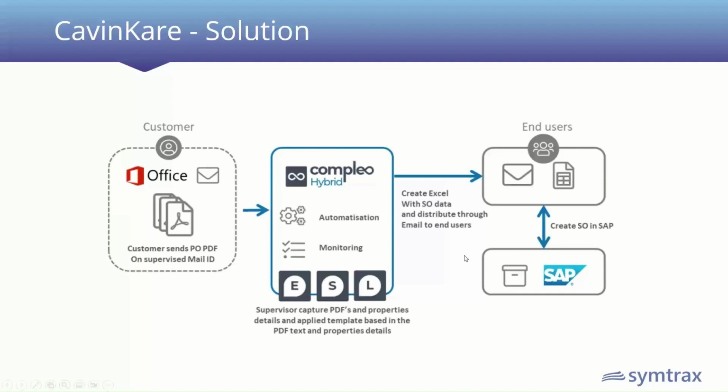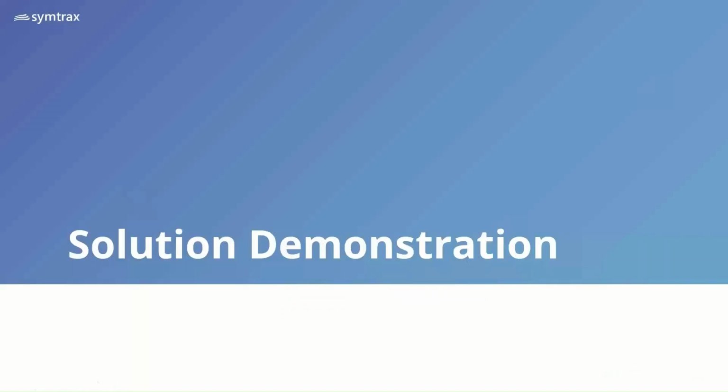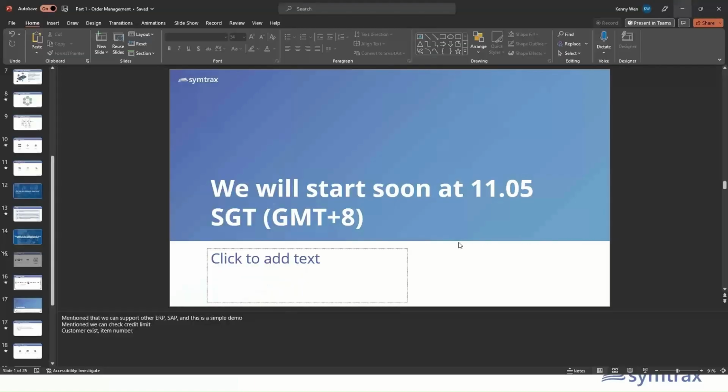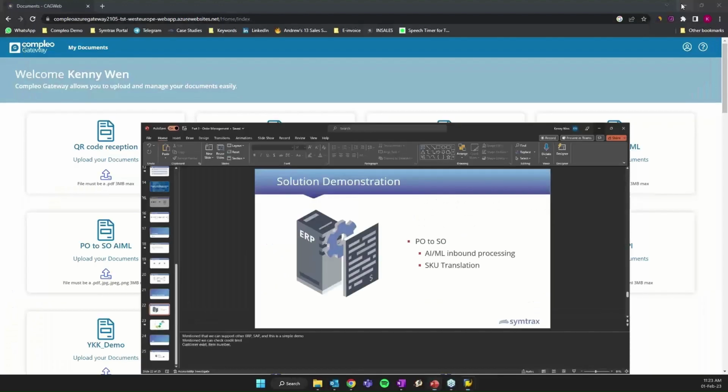Okay, with that being said, I would love to show you how we can automate your process. For today's webinar, I'll be sharing with you just a simple concept of what we have been doing for many of our clients for their PO to SO with two features. We'll be showcasing the AI ML, where we will be able to process different formats. And not only that, we'll be showcasing how we can automate the SKU translation. With that being said, let me share with you how.